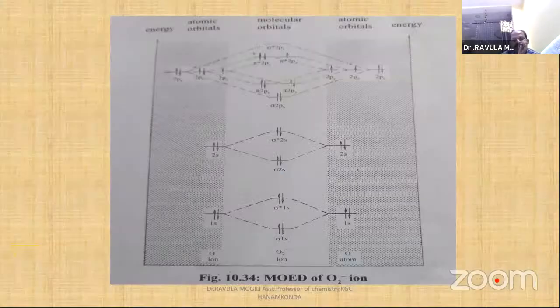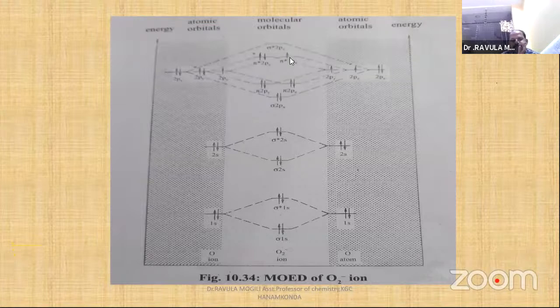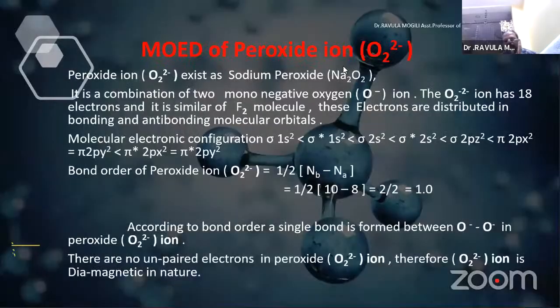This is a superoxide ion. So one unpaired electron is present in sigma star 2py. So this is peroxide ion. Here lithium and alkali metals, they are formed already. Sorry, I told you maybe. So alkali metals form 3 types of oxides: monoxides, peroxides, and superoxides.